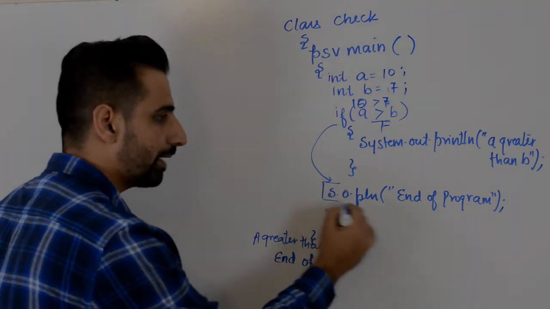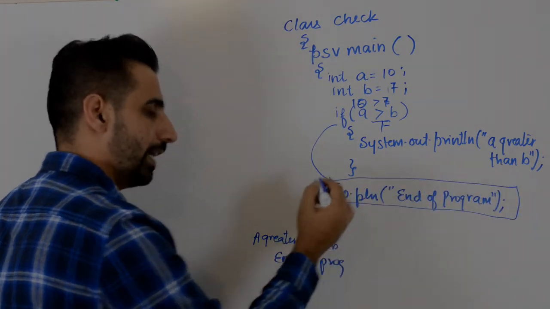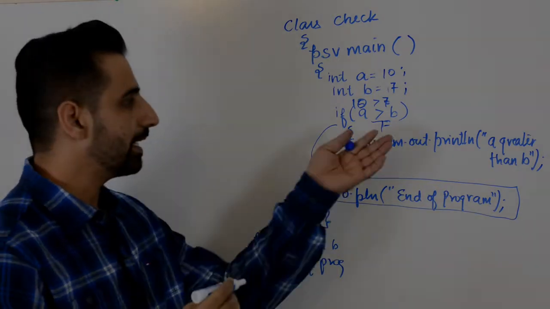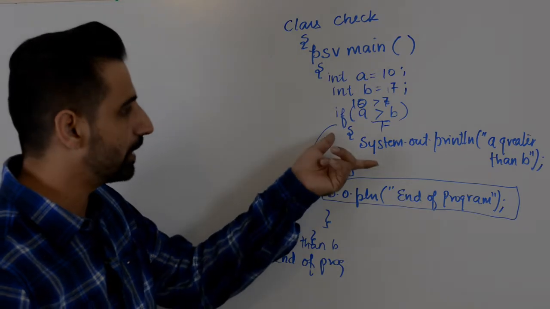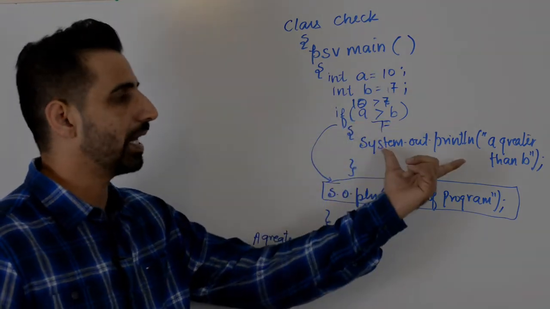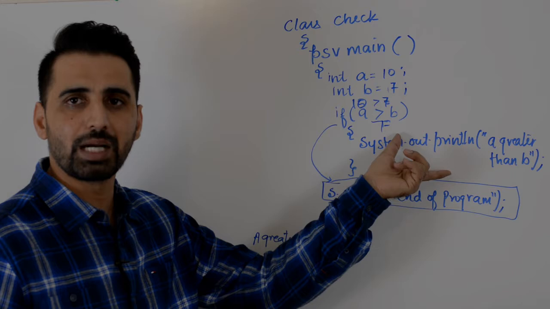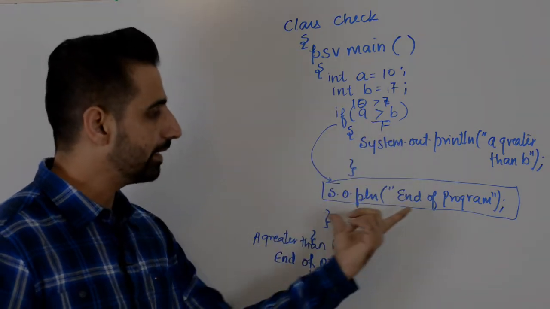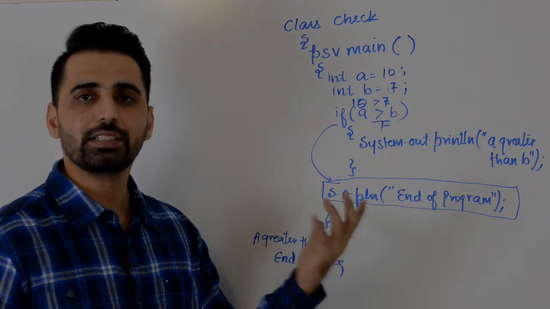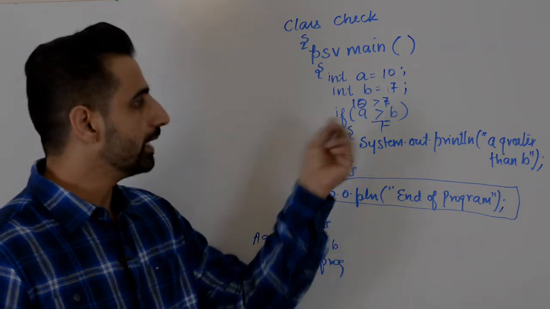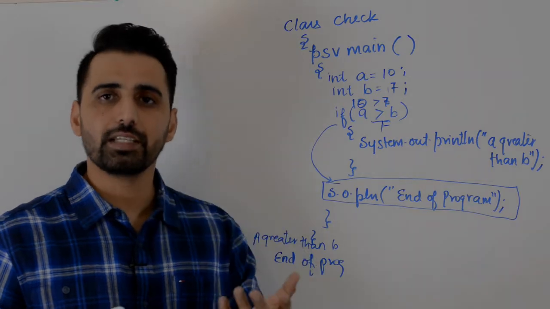Because this is not part of if, it will always execute whether the condition is true or false. The only part we are controlling with if is this one. If the condition is true, then this part will run. If the condition is false, then this part will not run. And because this is outside the if, it will always run whether the condition is true or false. So this program is only checking if A is greater than B.